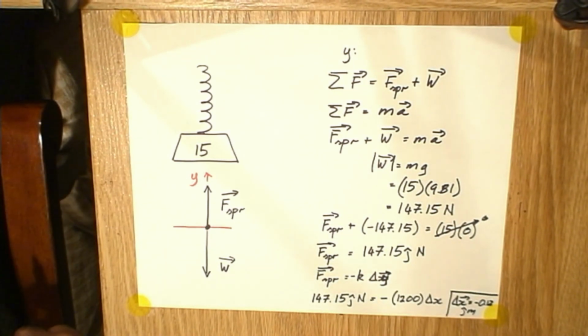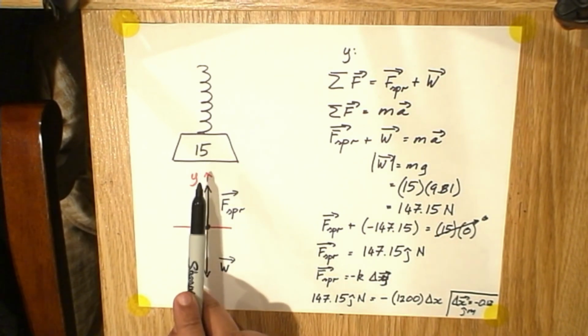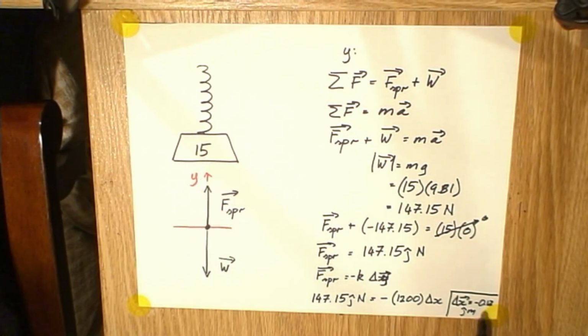So yes, this is how we figure out the displacement of the spring. The object has lengthened the spring, in other words, displaced it in the negative direction by 12 centimeters, 0.12 meters.